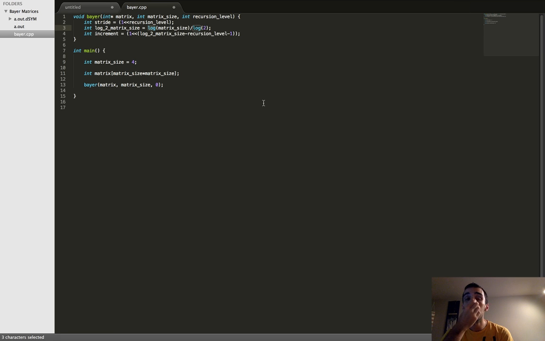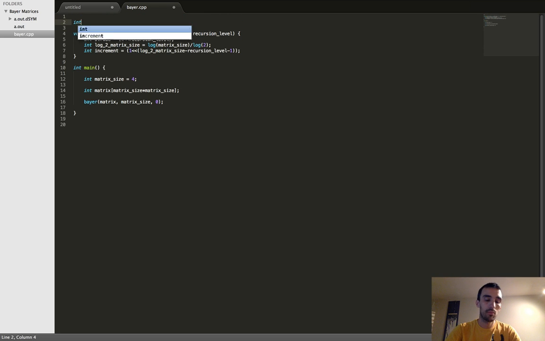Oh my god, it's so simple. I think I can use an array. Okay, and I'll show you what I mean. Because I know that my matrix size is a power of 2. It must be a power of 2. Okay, so I don't really have... No, I can't use an array.